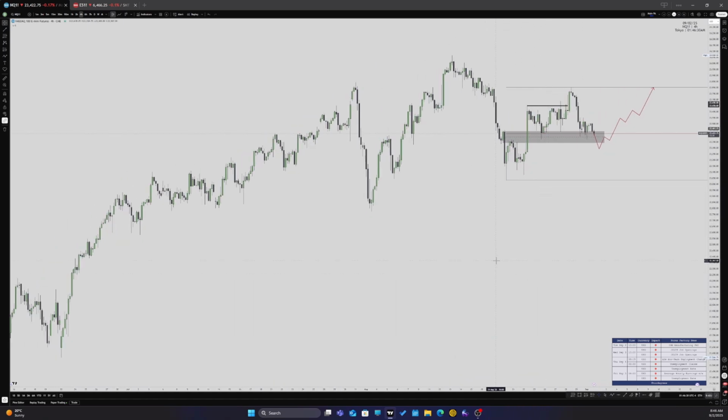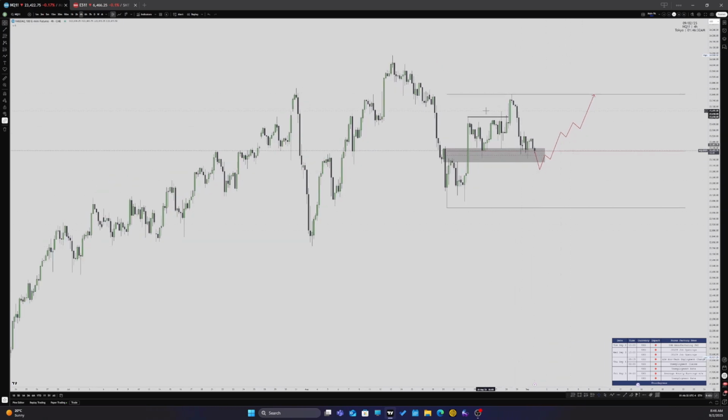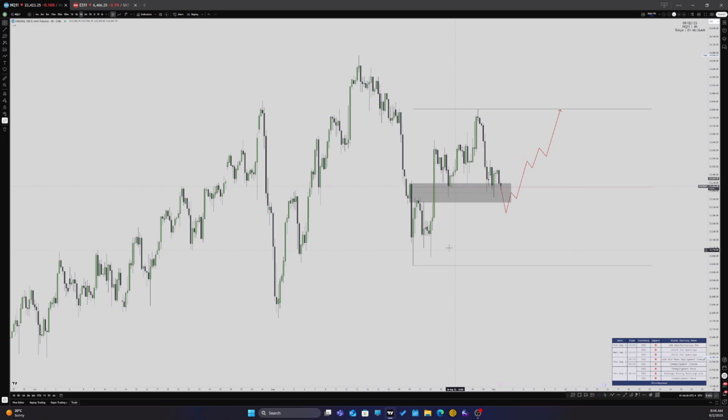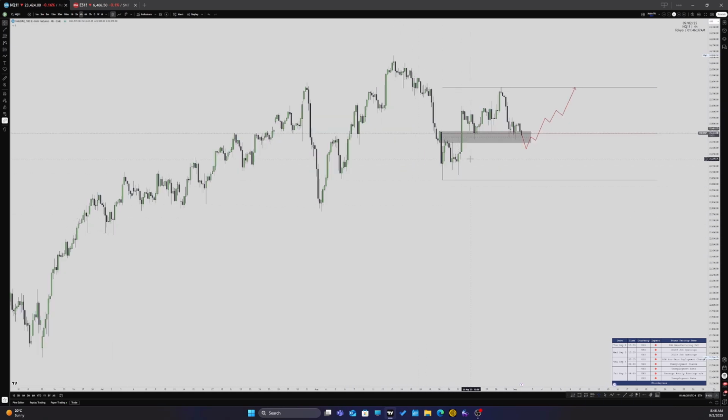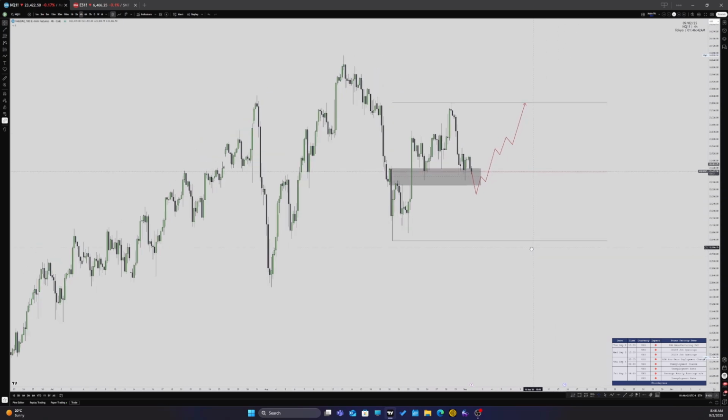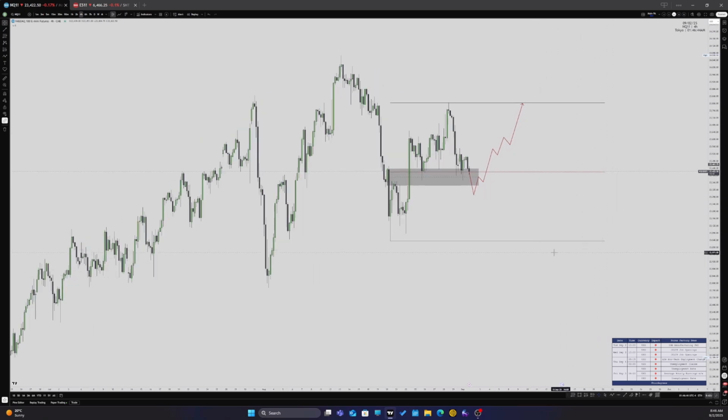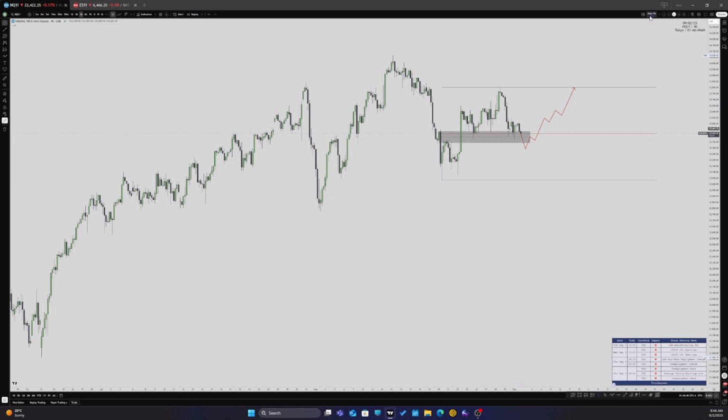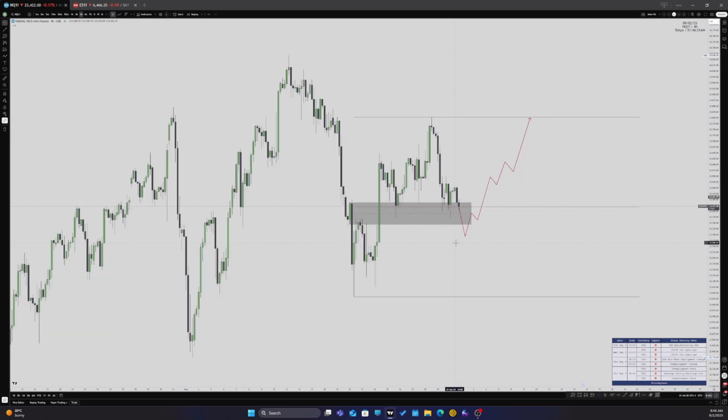Now, as I said, we are inside this range. We have weak lows and weak highs. Everything is possible. No clear direction for now. So let's wait and react to what price is telling us.